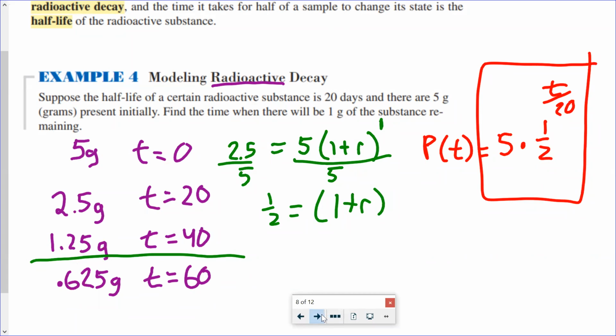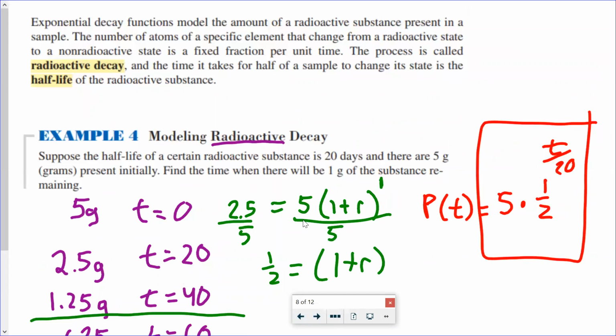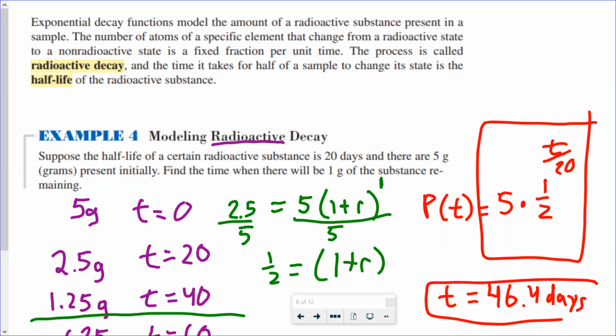And it was 46 point, let me look at this, 43. Is that what we came up with? So our answer here is that after 46 point, I'm just going to say 4 days, this becomes 1 gram. It went from 5 to 1. Okay, cool. I'm going to pause that for a second.